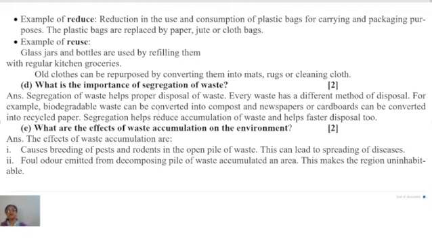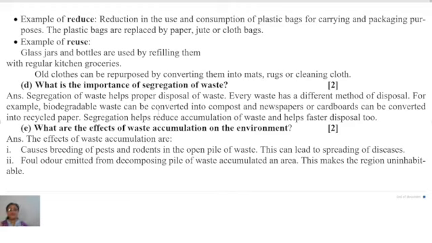Next question is, what is the importance of segregation of waste? Now, the term segregation should be clear to you. First, the segregation of waste helps proper disposal of waste. What is it? Separation of waste into different categories. That is called segregation. This is a step which we do in the beginning, right? In the waste management process, this is the first step we do, right?